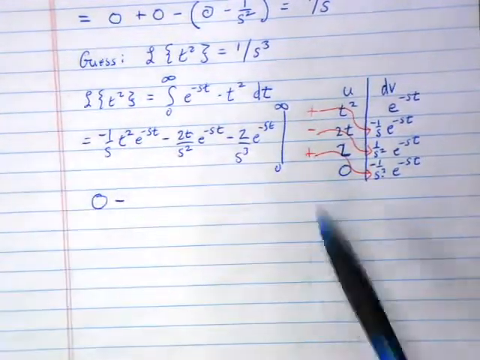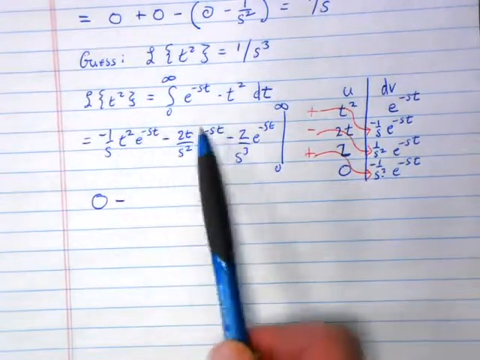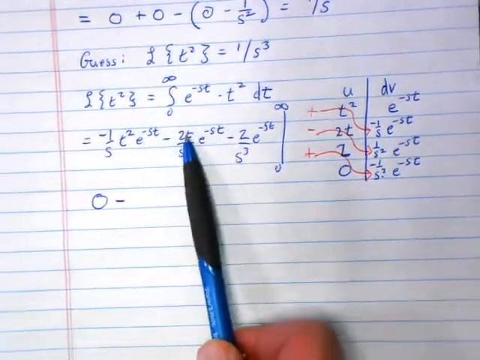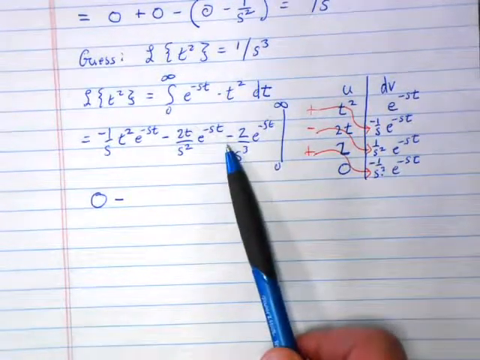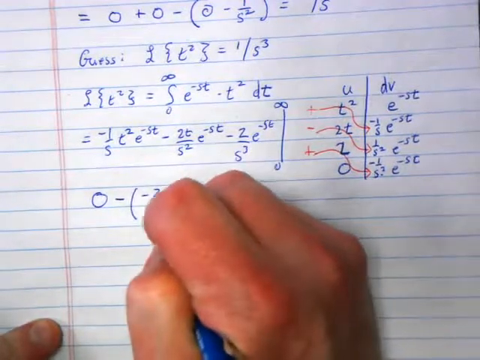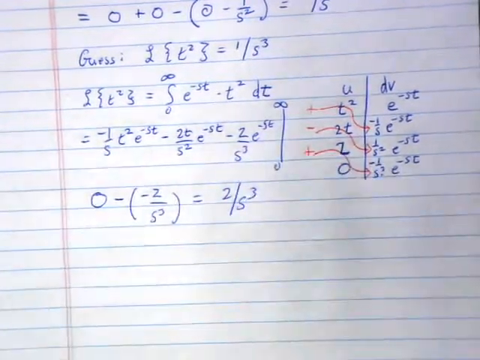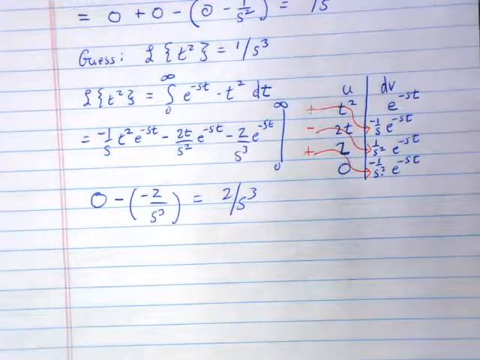Minus. When I plug in 0, what happens here? 0, because t squared is 0. When I plug in 0 here, 0. When I plug in 0 there, negative 2 over s cubed. So your guess was close. So it's n factorial over s to the n plus 1, where n is the exponent of t. So you have a new guess.